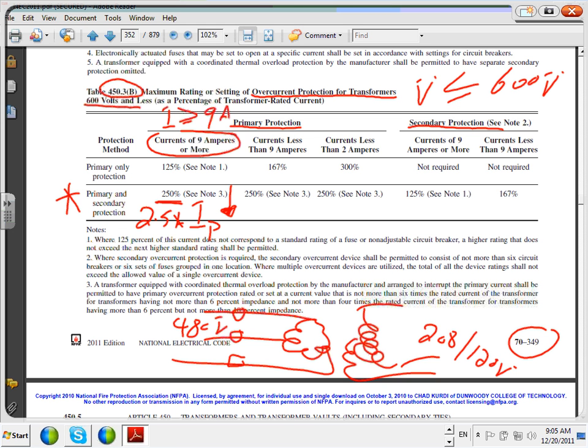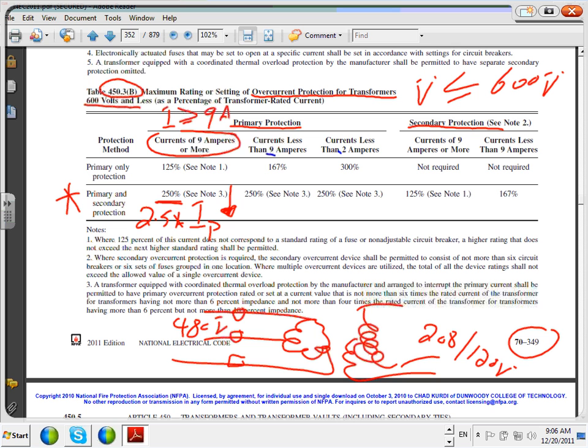If you decided to use primary protection only, meaning nothing on the secondary, which we use under certain circumstances, look at what your multiplier is, 1.25, okay? We're going to just go to the default. The amps are smaller for small transformers, so these things are peanuts, and I don't even like to mention them. 99% of the time you're not going to encounter them.